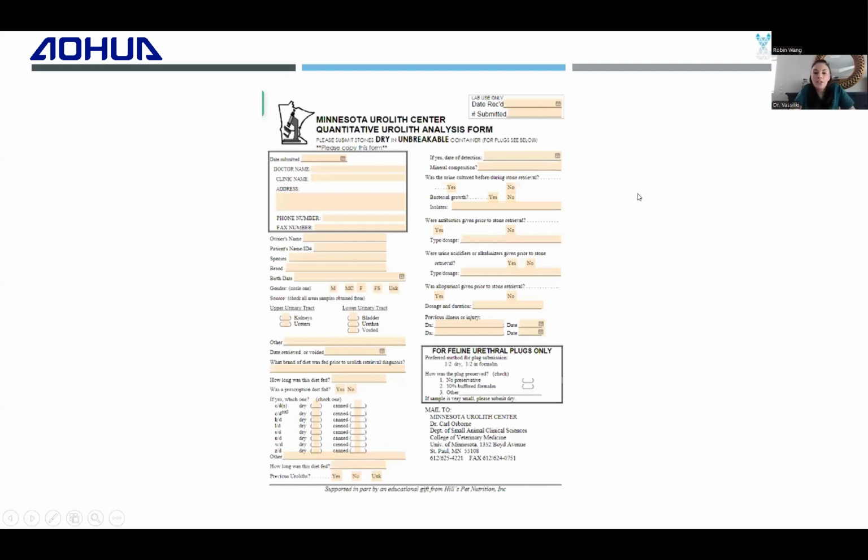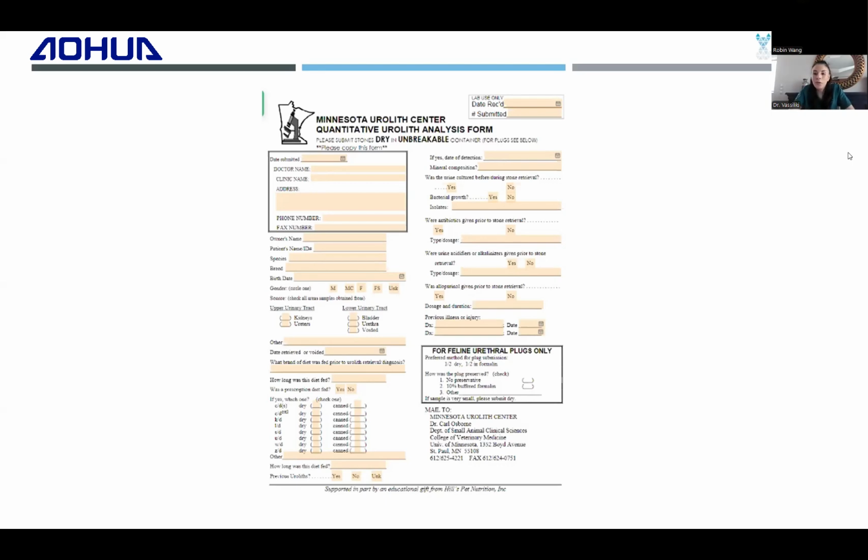And the easiest way to have your qualitative analysis of the urolith, and quantitative sometimes, and culture-wise, is to send them off to the Minnesota Urolith Center and to Jody Lulich in order to do the qualitative and quantitative urolith analysis. And this is the form. You can ask it from Hill's Prescription Diet, and they will give it to you for free. And the Minnesota Urolith Center will do this for free for you, for all your patients.